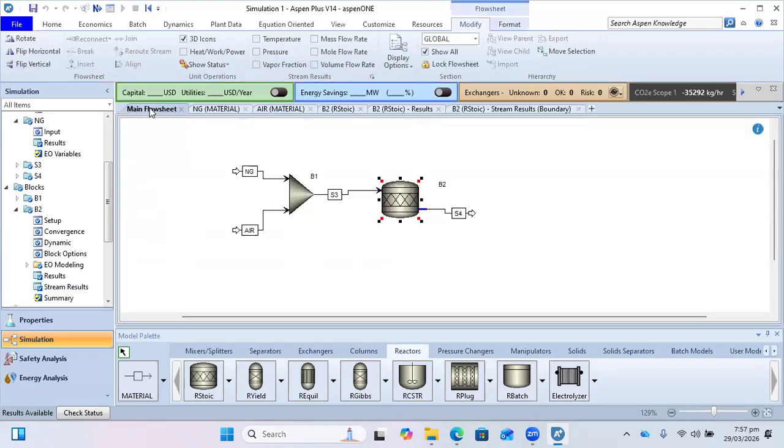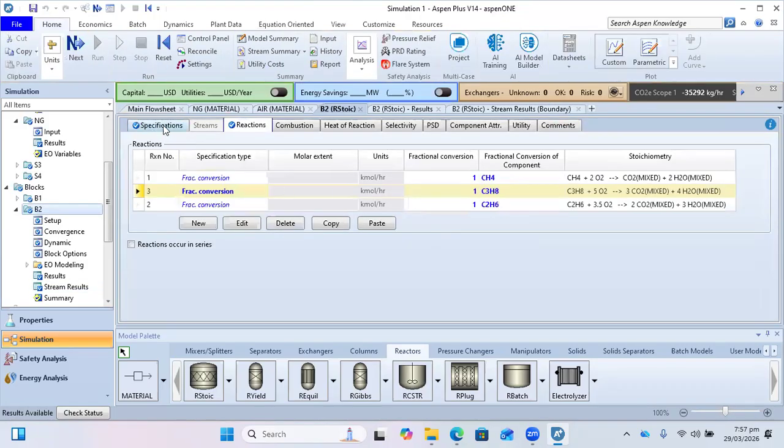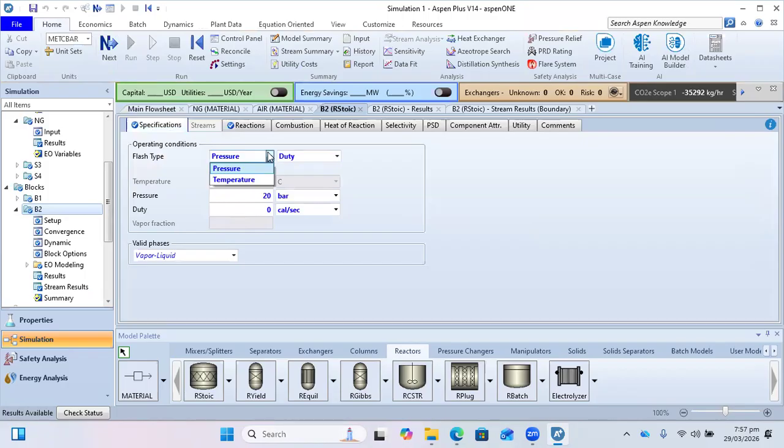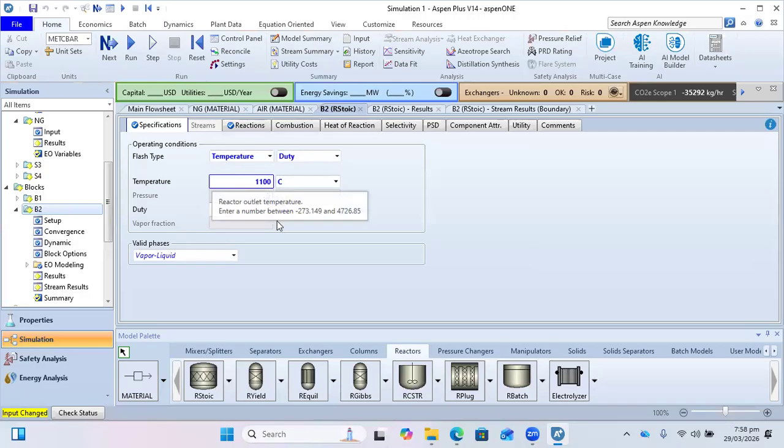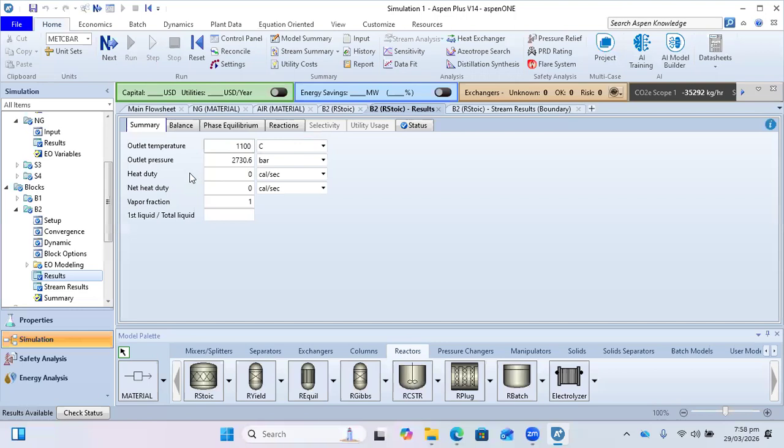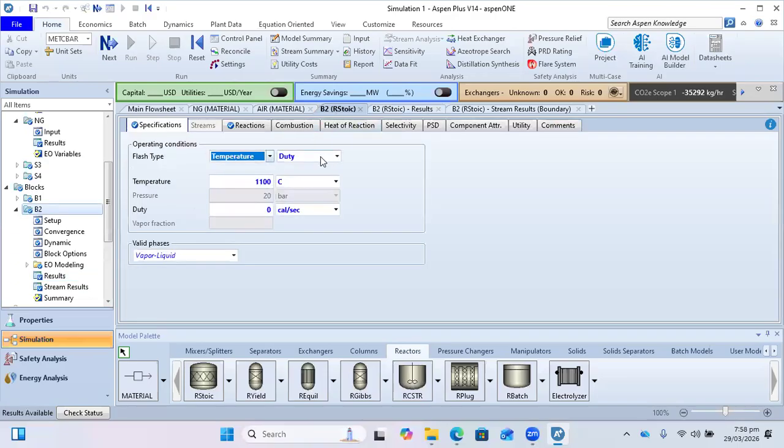So you can try this out. Now, the second part of the question said that the maximum temperature should be 1100 degrees Celsius. It shouldn't exceed it. So if we place that temperature limit, then we run it. That will be the temperature we run it at. If we check the block results now, oh, sorry, I left the duty at 0. It was supposed to be temperature and pressure we specified. So let me do that again.